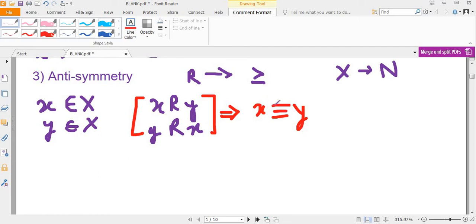X may be a number, it might not be a number. In that case, I have to say that x is identically equal to y, which means x and y are essentially the same thing. Now let us take an example. What do I mean by that essentially?